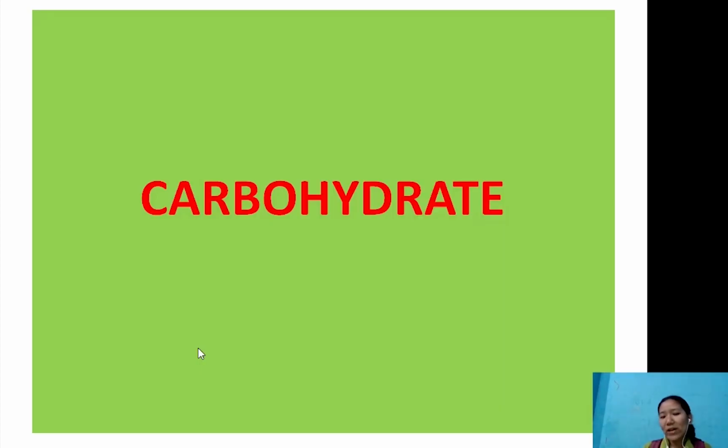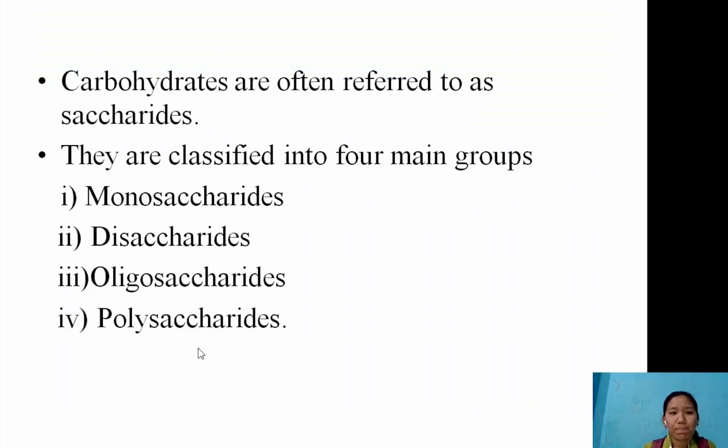Now let us look at another biomolecule, that is carbohydrates. These carbohydrates are often referred to as saccharides, and they are classified into monosaccharide, disaccharide, oligosaccharide, and polysaccharide. Monosaccharides, disaccharides, and oligosaccharides, these three have a lower molecular weight. That is why they are placed under micromolecules.